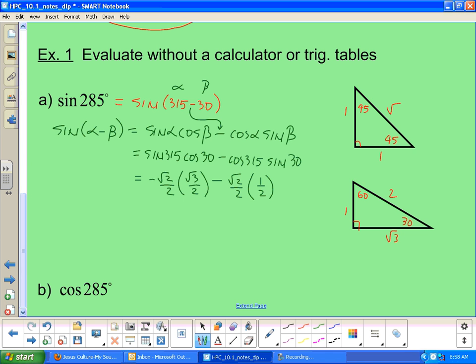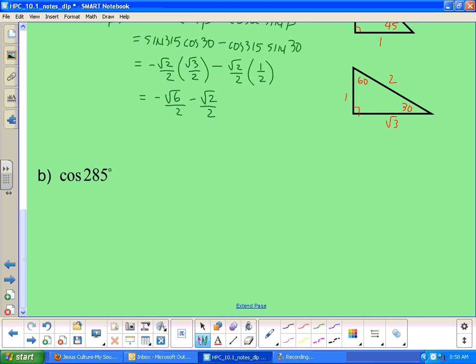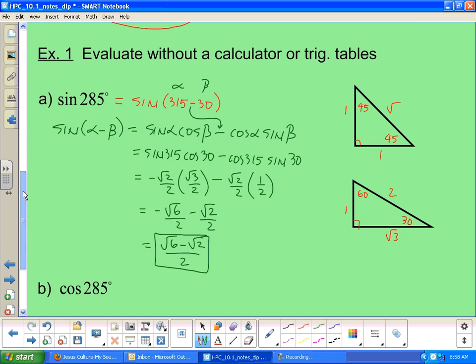Simplifying this, we get negative root 6 over 2 minus root 2 over 2. And we can write that as a single fraction if we have the same denominators. We get negative root 6 minus root 2 over 2. And there's our answer for what the sine of 285 can be.